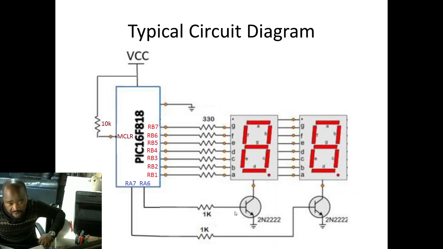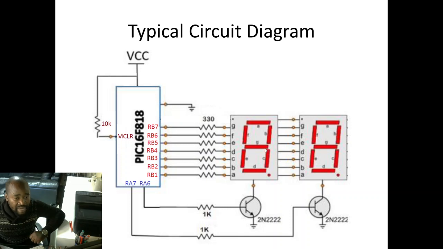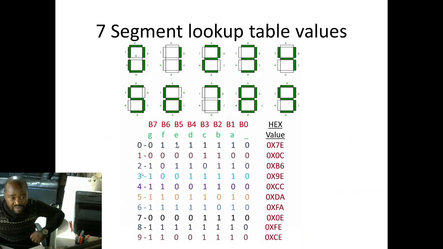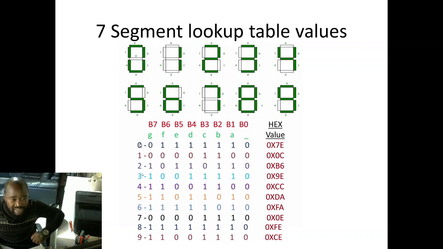So the common leads are connected to ground through transistors so that we can enable or disable the 7-segment depending on which data we want to display. Because we're using common cathode 7-segments, I have the previous table which we did when we looked at lookup tables. We are still going to use lookup tables to display on the 7-segment. We need to display values between 0 and 9 on each 7-segment, which will enable us to display 00 up to 99. Because both 7-segments are connected the same way, we can use the same table for both. So we have one table that gives us 0 to 9, and these are the values that we're going to use in our lookup table.